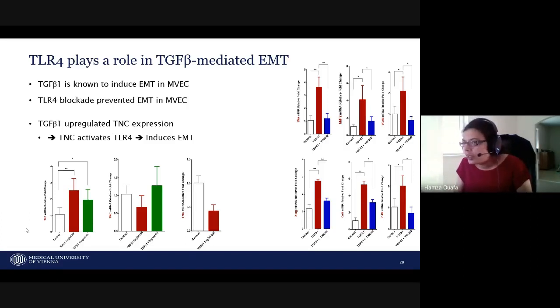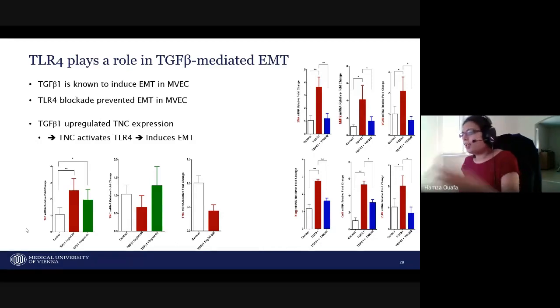But what was really surprising, we didn't expect that at all, after we used the TLR4 inhibitor in these cells stimulated with TGF-beta, was that it reduced the EMT gene expression. And it's not known that the TGF-beta has anything to do with TLR4. There's definitely nothing out in the literature saying that the TGF-beta binds to TLR4 and produces an effect.